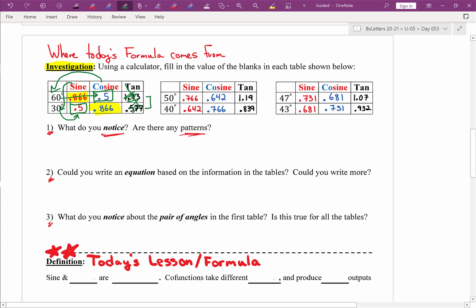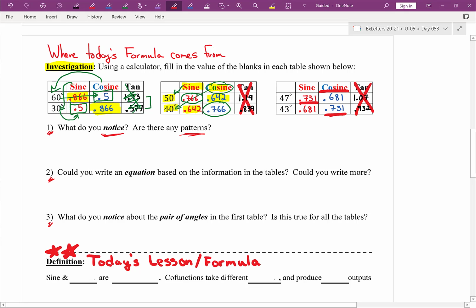Let's see if that still holds true. So the sine of 50 is 0.766. Well, what about the cosine of 40? Yeah, that's also 0.766. What happens if we swap it? Well, the sine of 40 is 0.642, and the cosine of the other angle, 50, is 0.642 as well. It's the same. Once again, no pattern with tangent. And that's what's happening here. The sine of this top angle is always going to be the same as the cosine of the bottom angle. And you can swap them.